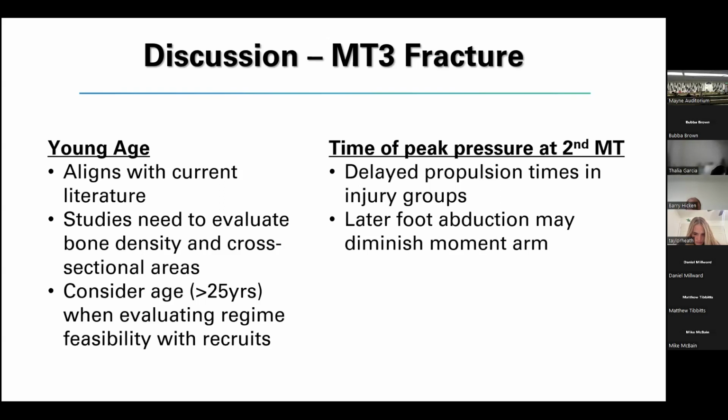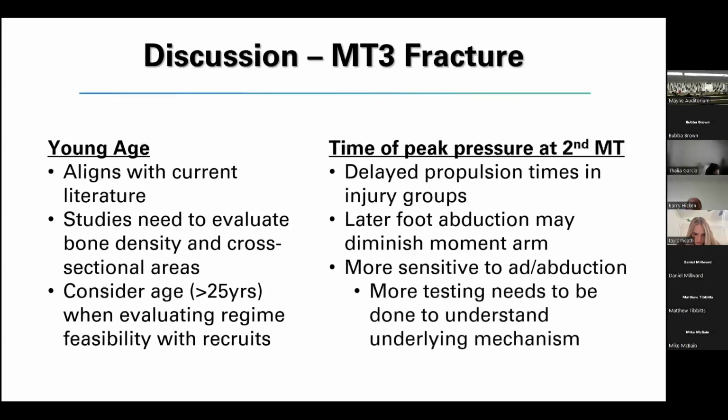They threw out a couple of ideas. One of them was that later foot abduction might be diminishing their moment arm and might be subjecting the metatarsals to elevated force levels. And the third metatarsal is going to be more sensitive to adduction and abduction. If you remember my discussion at the beginning, the third metatarsal is more sensitive to horizontal forces, which abduction and adduction would correspond more greatly to. They ultimately said that somebody else needs to do more research to understand the underlying mechanism, but just kind of keep that in mind.